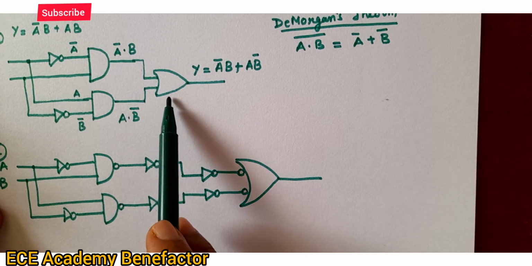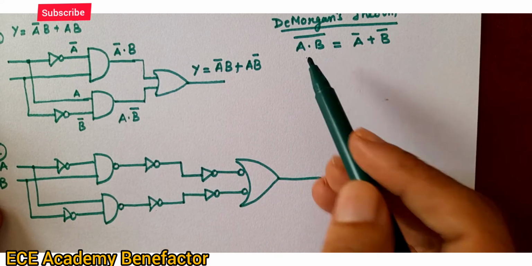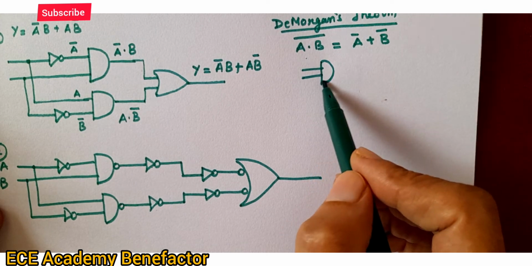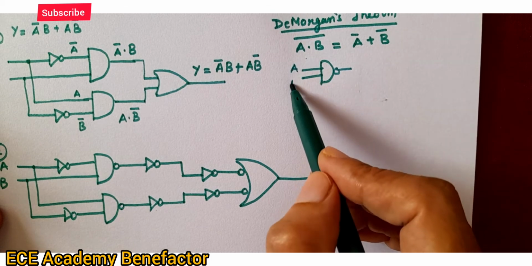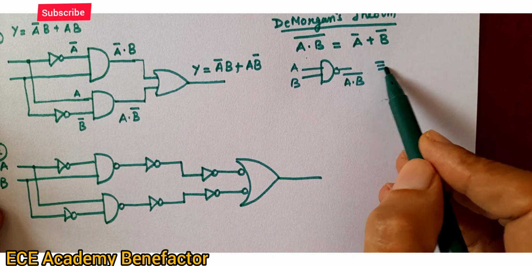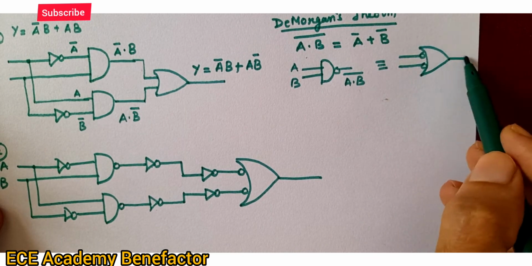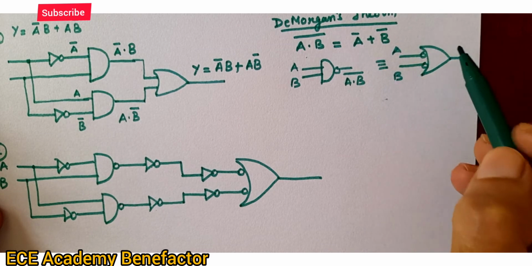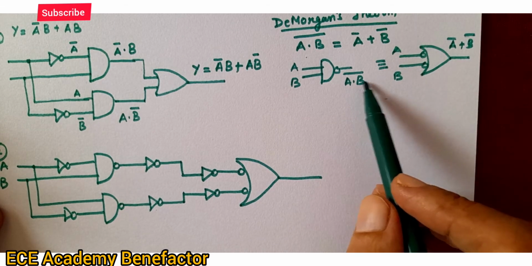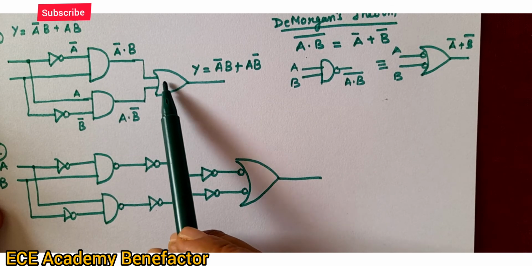I want to change this OR gate to a NAND gate. A NAND gate is equal to bubbled OR gate. Symbolically, what is De Morgan's theorem? Bubble and NAND gate: A dot B the whole bar is equivalent to bubbled OR gate. This is De Morgan's theorem: A dot B the whole bar is equal to A bar plus B bar, to get a bubbled OR gate.